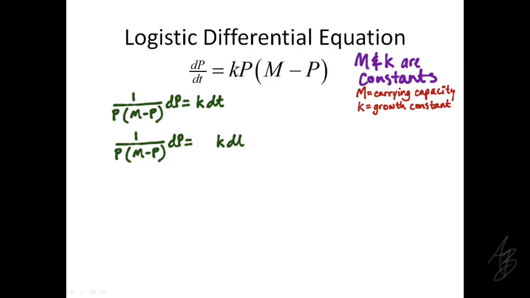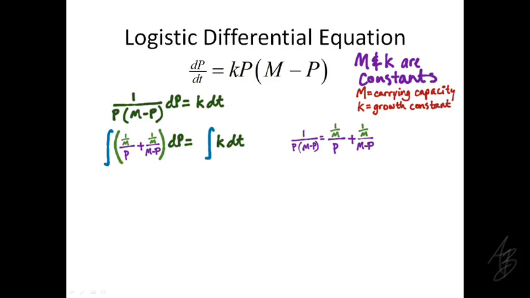And then we're going to integrate both sides, and when we integrate here, we're going to have to use partial fraction decomposition. To use the partial fraction decomposition here, we have to figure out what 1 over p times (m minus p) is going to be as separate fractions. And it turns out that the numerator on both of these is going to be the reciprocal of our carrying capacity. It's going to be 1 over m. So rewriting this expression then, we want to integrate (1 over m) divided by p plus (1 over m) divided by (m minus p), keeping in mind that p is a variable and m is a constant.